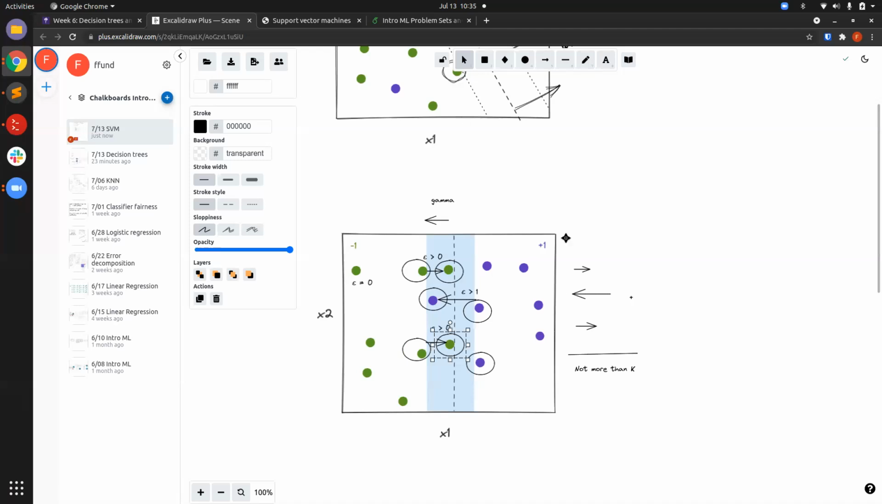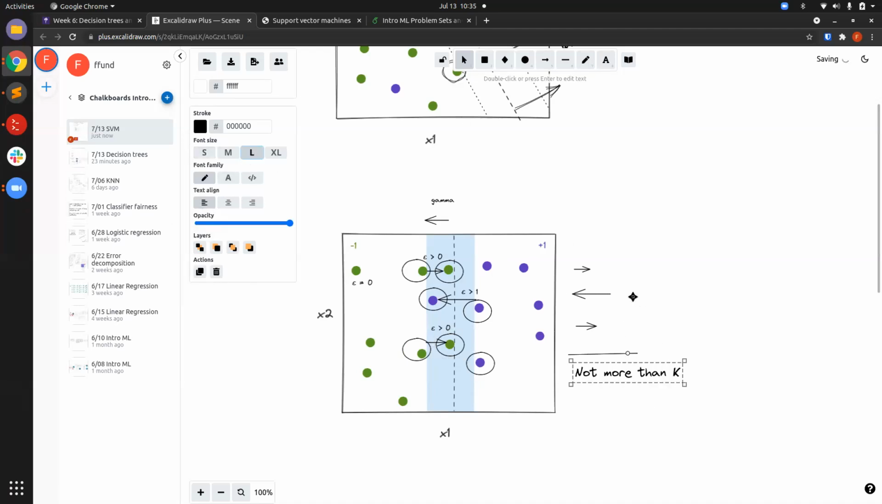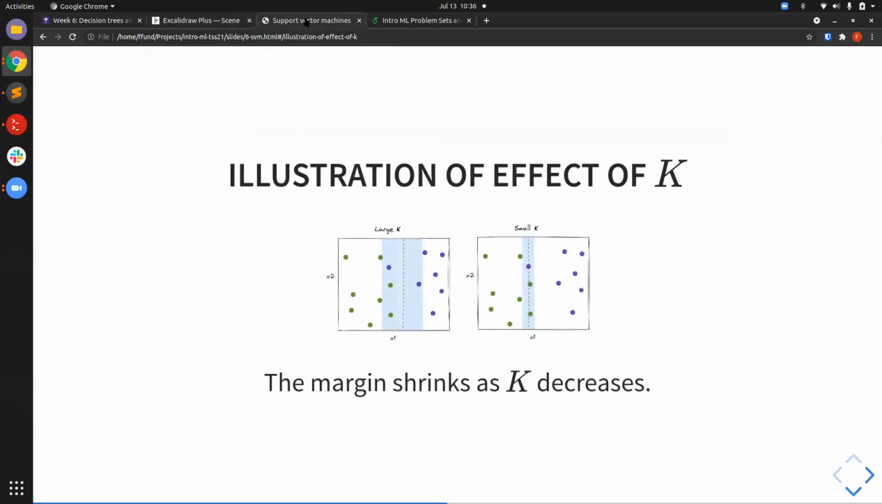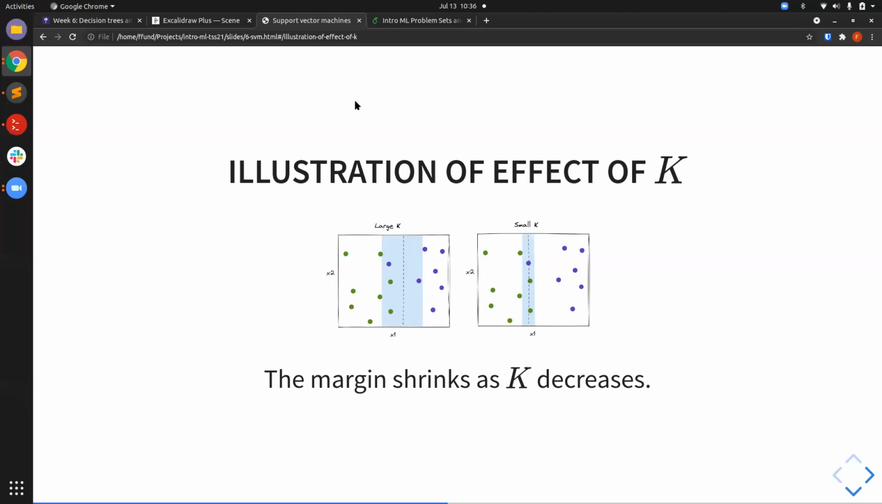What happens as k changes? If I increase k, will the margin get wider or smaller? If I increase k, I have more budget for points over the margin, which means points are allowed to be farther over the margin. So in that case, my margin will actually get bigger. If I make k smaller, then I have less budget to tolerate points over the margin, so my margin will get smaller. So k actually controls the bias-variance trade-off.